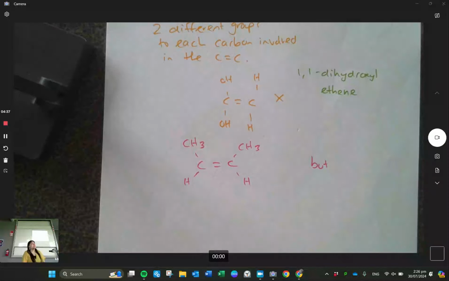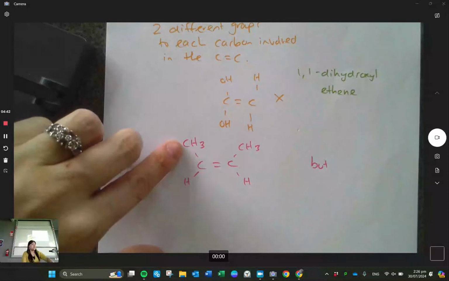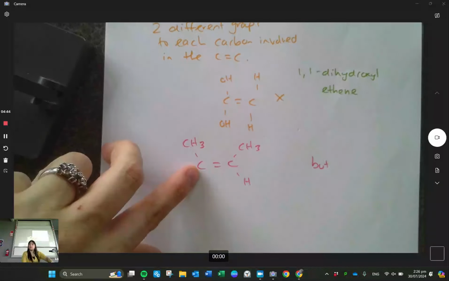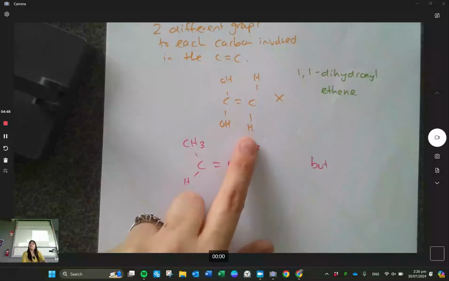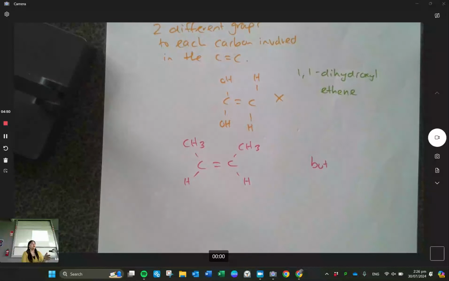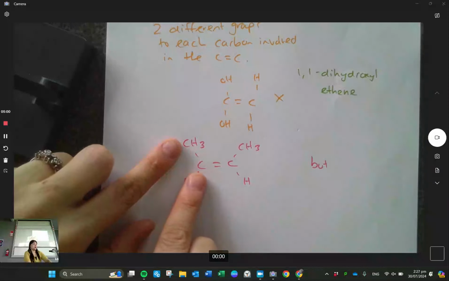I also need to specify where on the 4 carbons is the double bond, because it could be here between carbon number 1 and 2, or it can be between carbon number 2 and 3, or it can be 3 and 4. Now, if it was on 3 and 4, it then becomes being between 1 and 2. Do we see what I'm saying there? Yes? Okay, I see head nodding. Julia's kind of confused.